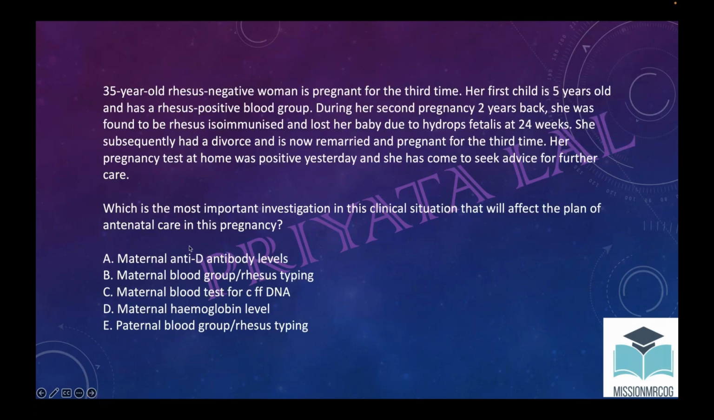A 35-year-old woman pregnant for the third time. First child is a 5-year-old and is positive. Second pregnancy, she's immunized and lost her baby to hydrops fetalis. After that, she has divorced. She's remarried, third time pregnant, and her test is positive. She has come for further advice. What to be done?